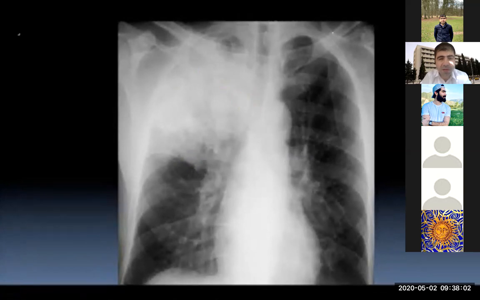So this is a case of CA bronchus, or a consolidative lesion in the right, occupying the right upper and partly the middle zone.